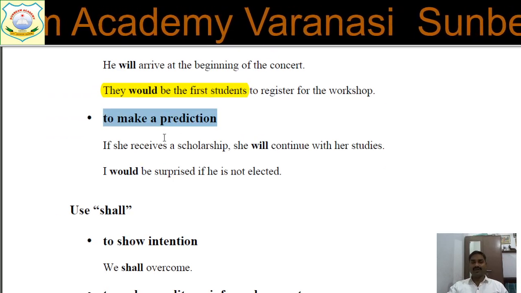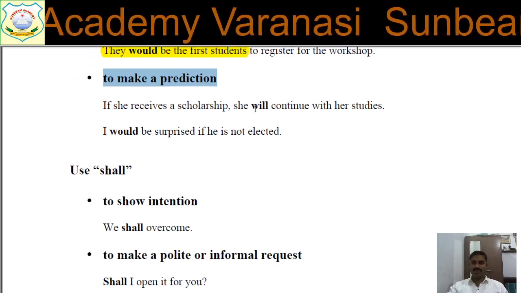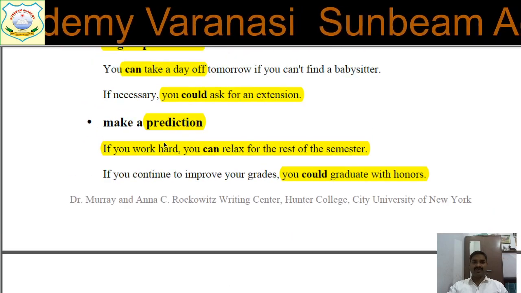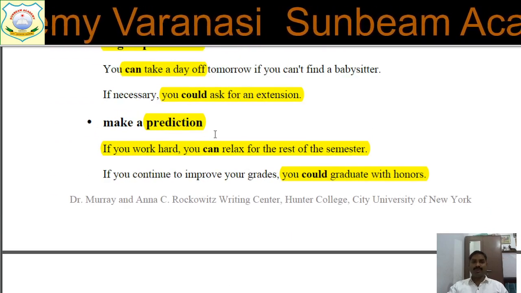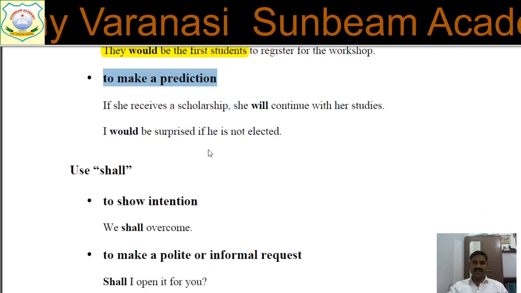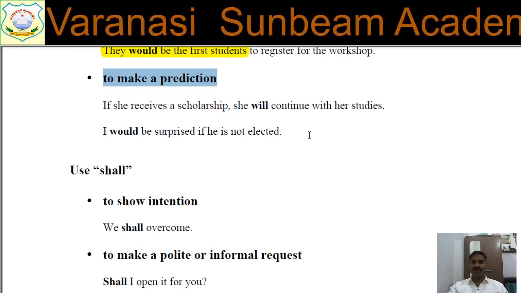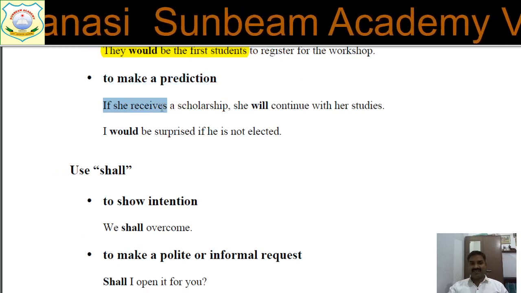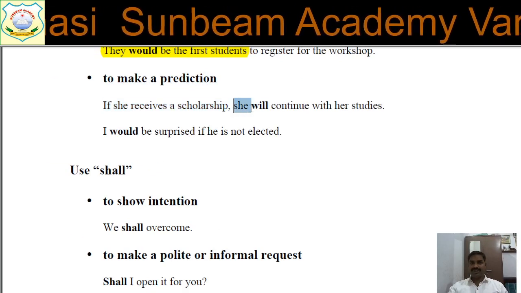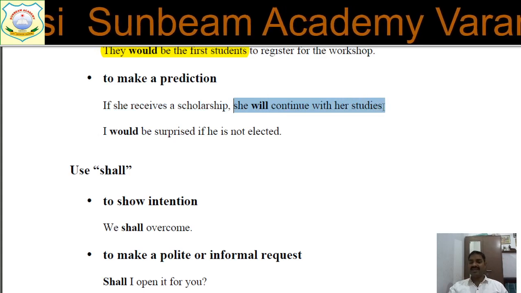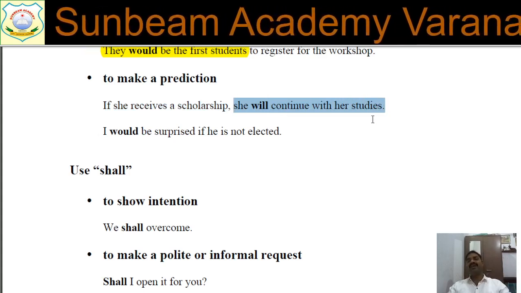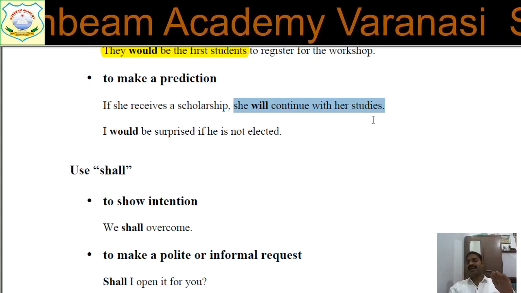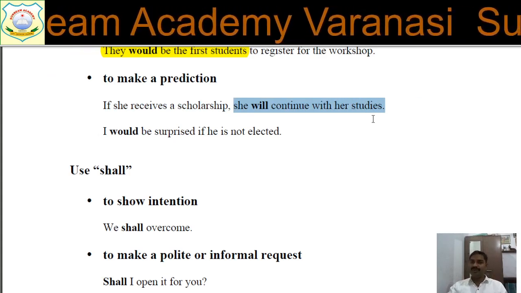So again, if you are trying to predict, you will use will or shall. Here you can see you are using can or could to predict. And again here you are making use of will or would to predict. So what is the difference? Let us see. If she receives a scholarship, she will continue with her studies. So here the possible thing is shown. The possibility is shown that that can be done in future.